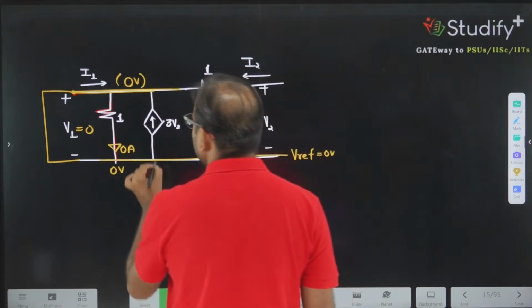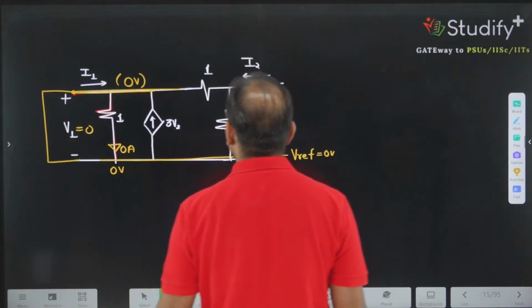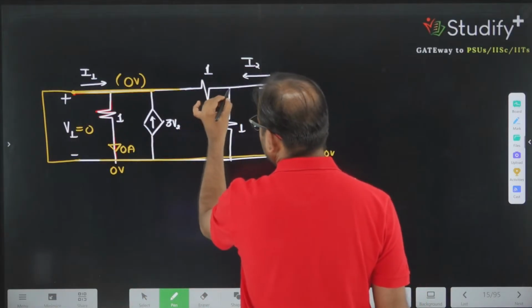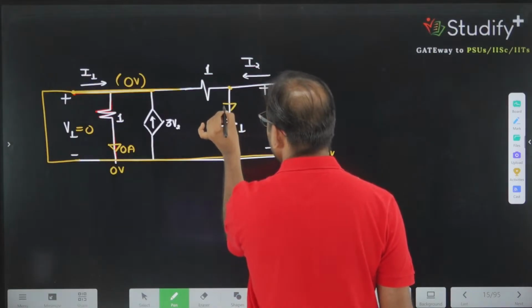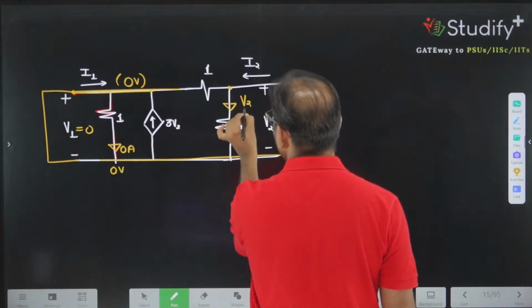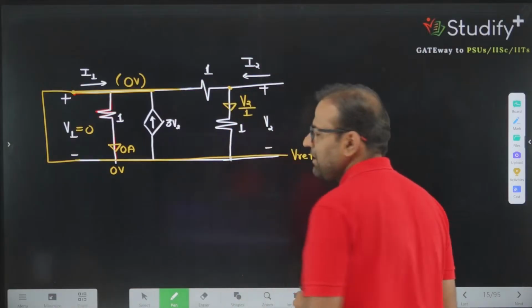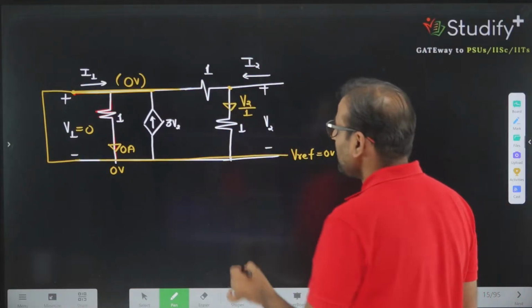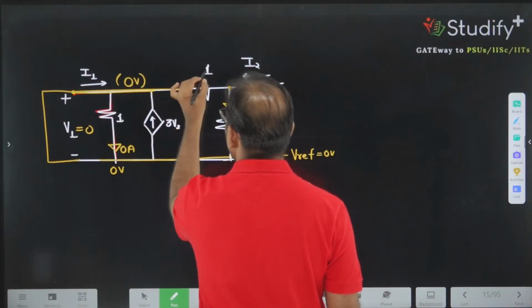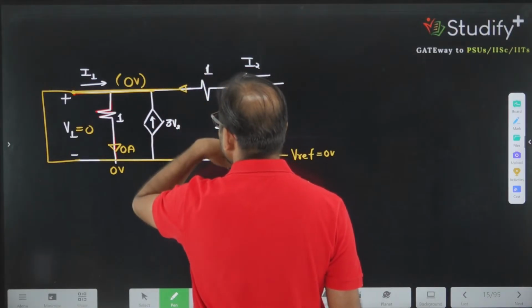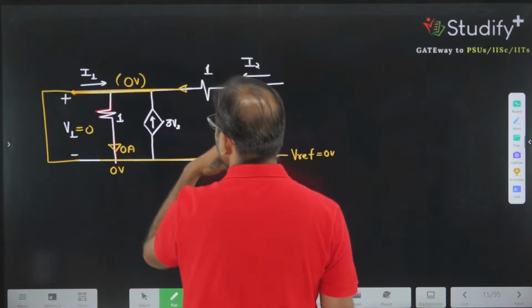So can I say, if this is V2 and this is ground, what current can you expect here? V2 divided by 1. And what is the current in this branch? The current in this branch is equivalent to V2 minus 0 divided by 1. So this current is V2 divided by 1.